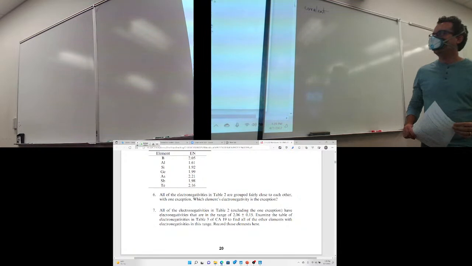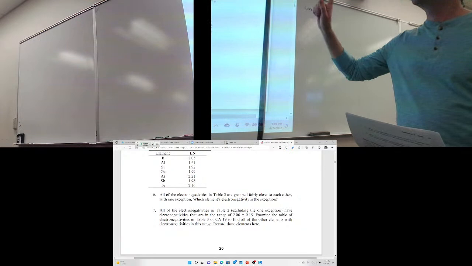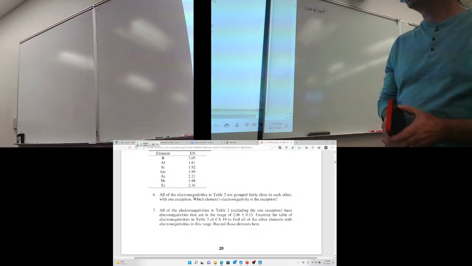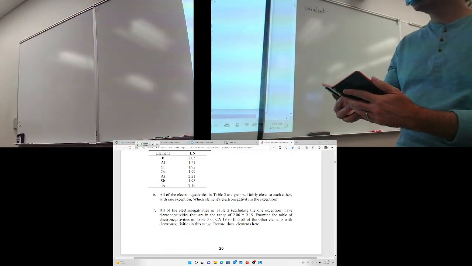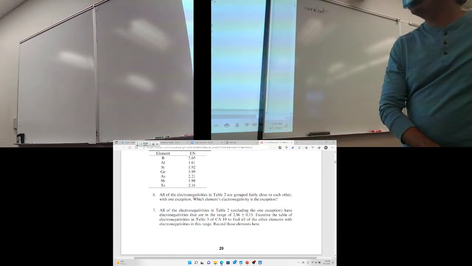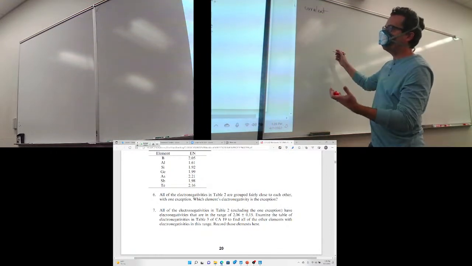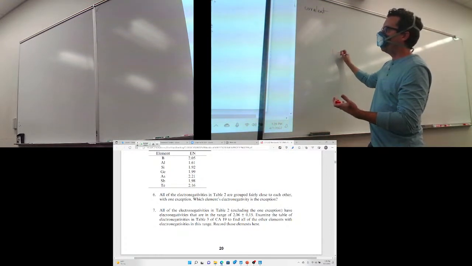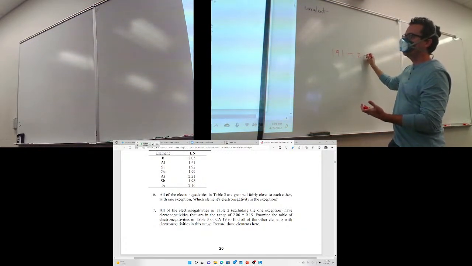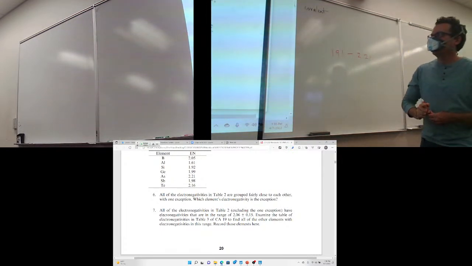All right. I think 7, I forgot. Maybe I couldn't find it. All of the electronegativities in table 2 are in the range of 2.06 plus or minus 0.15. So 2.06 plus or minus 0.15 basically means 1.91 all the way to 2.21. So that's the range they're talking about.